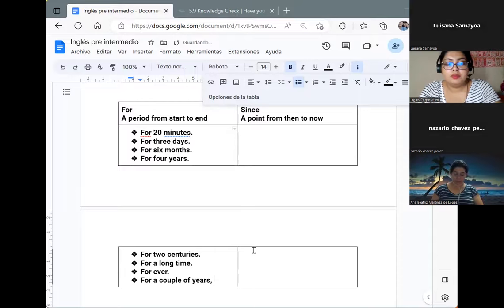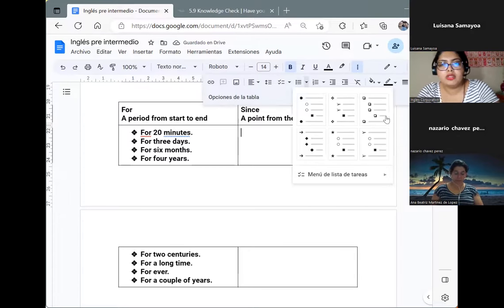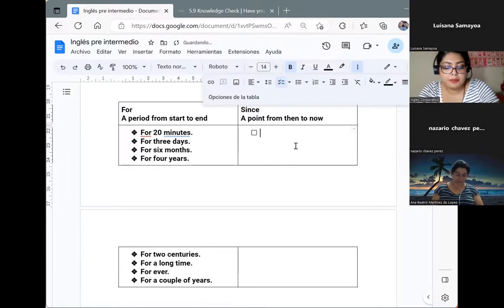Okay. So in this one, that is a point from then to now, we're going to change this one. We have since 9 a.m. I was waiting since 9 a.m. to the doctor, for example.